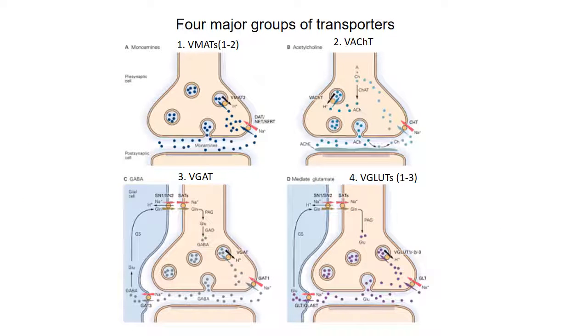So there are 4 major groups of transporters, as I said. We have VMATs, which are for monoamines. There are 2 of them. Number 2 is present in neuronal cells. They are important for transport of dopamine, norepinephrine, and serotonin inside the vesicles in the CNS. We have VAChT, which is required for transport of acetylcholine inside the vesicle. VGAT transports both GABA and glycine, both inhibitory small molecule neurotransmitters, inside the vesicles. And then we have VGLUTs. We have 3 different ones, and they are expressed in different neurons, and they transport glutamate inside the vesicle.